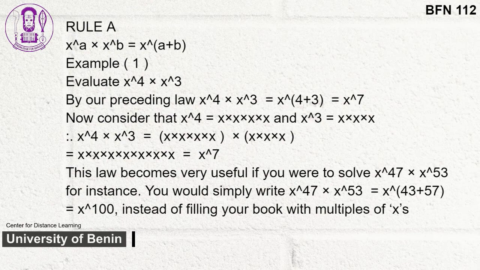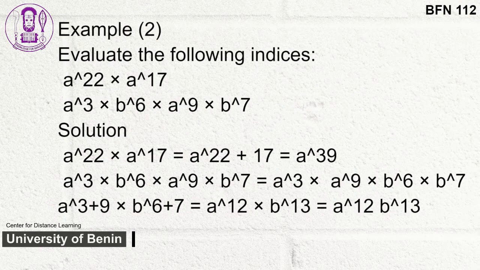You would simply write x to the power of 47 times x to the power of 53 equals x to the power of 47 plus 53 equals x to the power of 100, instead of filling your book with multiples of x's. Example 2, evaluate the following indices. a to the power of 22 times a to the power of 17. a cubed times b to the power of 6 times a to the power of 9 times b to the power of 7.